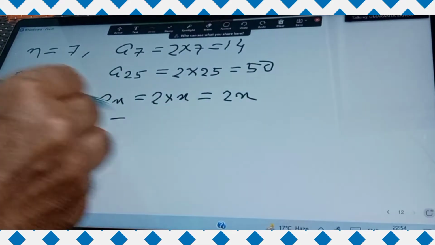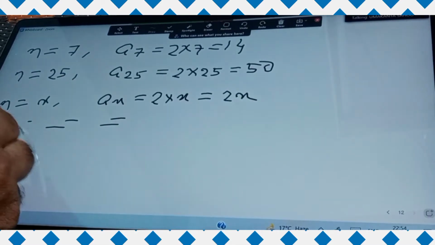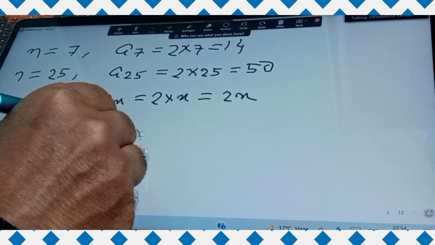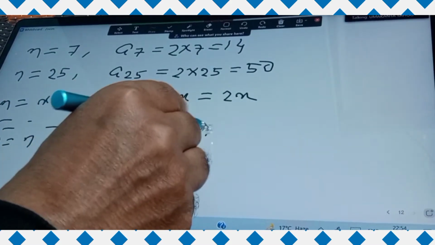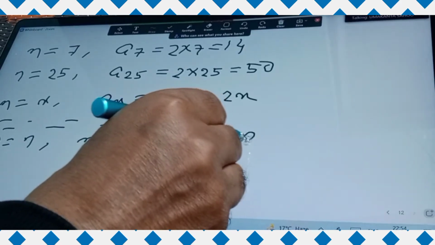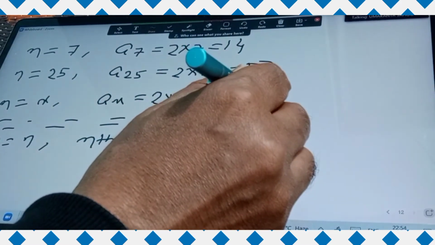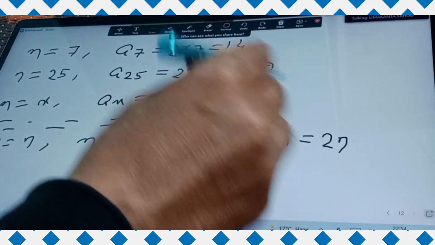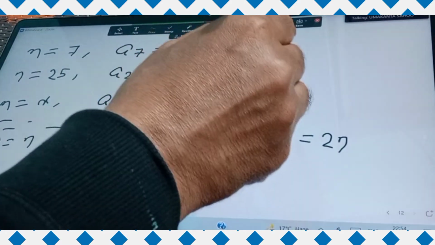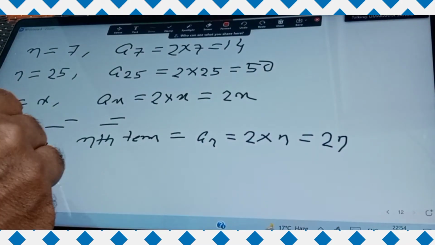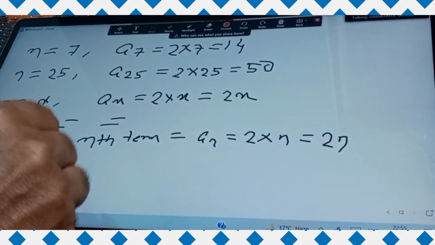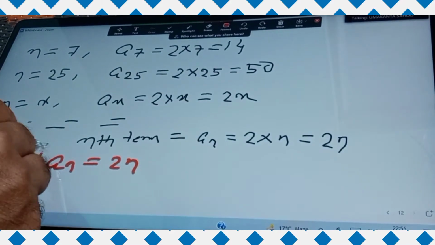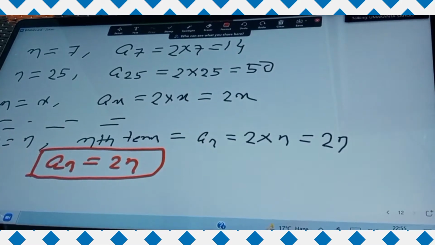In a similar manner, if you proceed, when n is equal to n, we shall get the nth term, which is 2 into n, which is 2n. Understand? Thus, the nth term, an, is the general term represented by 2n, the general formula with the help of which we can express every term of the sequence.